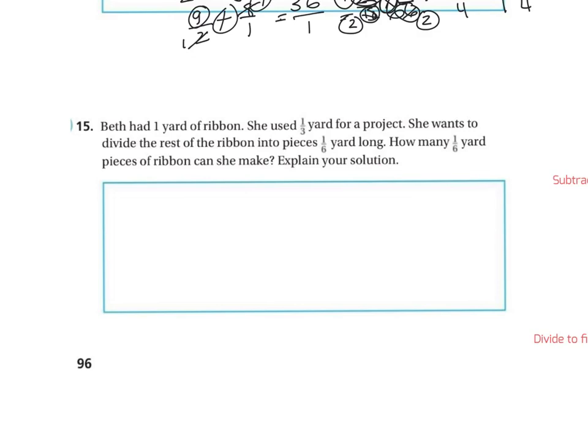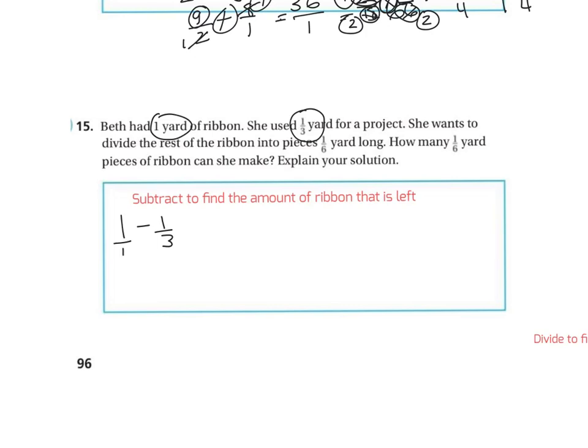So first we're going to subtract to find the amount of ribbon that's left over. So we have the 1 yard, and we're going to subtract the 1/3 yard. So 1 minus 1/3. And when I do that, remember, I'm going to take my 1 and put it over 1. I cannot subtract when the bottom numbers are different, so I'm going to have to multiply this side to make the bottom be 3, by 3 over 3.